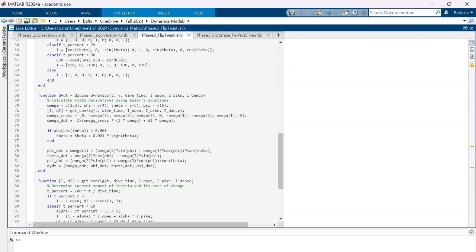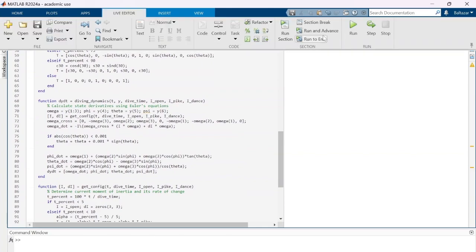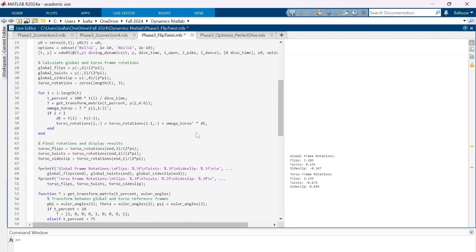And after, we will be using the get transformation matrix function to convert our calculated angular velocities from the global frame to the torso frame. And if we run this, in our global frame we get flips of 3, a twist of about 0.1, and a side slip of 0.167. And after the transformation into the torso frame, we get a flip of 2.3, a twist of 0.8, and a side slip of 0.026.